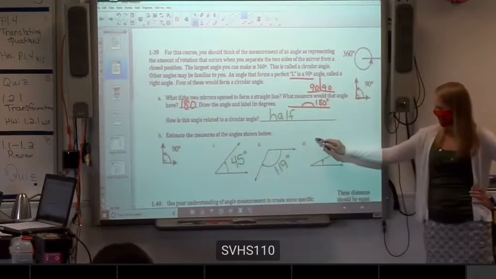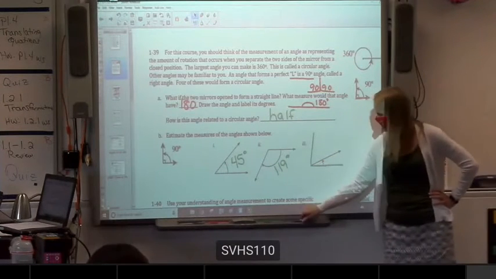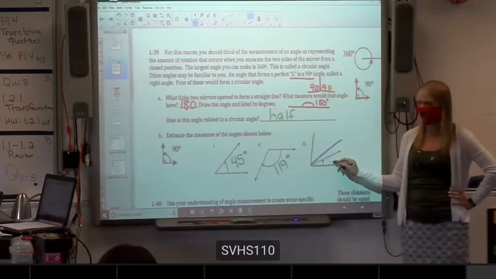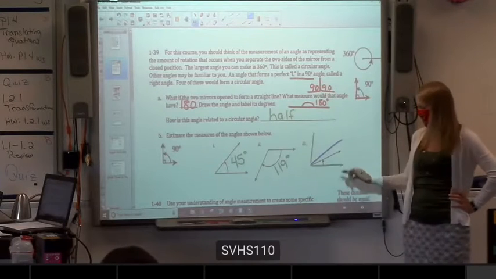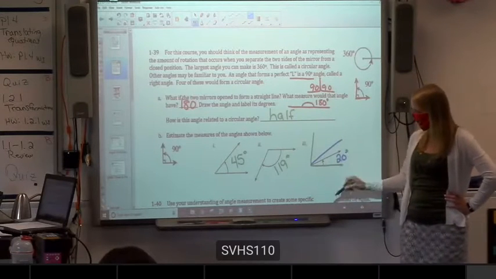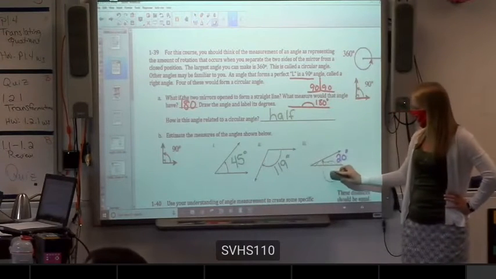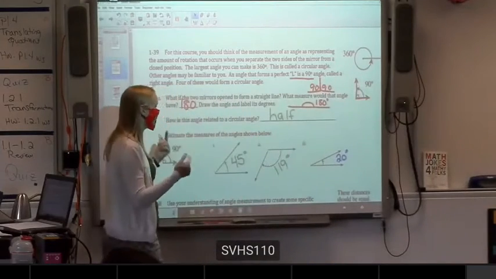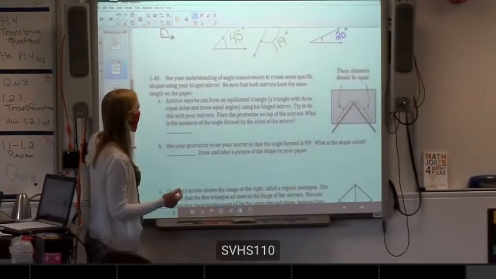How about the last one? Here's a 90. Half of 90 would be like here. So we look like we're half of a half, don't we? So it's half of 45. So 20. 20 is a good measurement. 22, 26, 25, maybe 19. Okay, it's just an estimation. So being able to recognize around what we think those numbers should be.